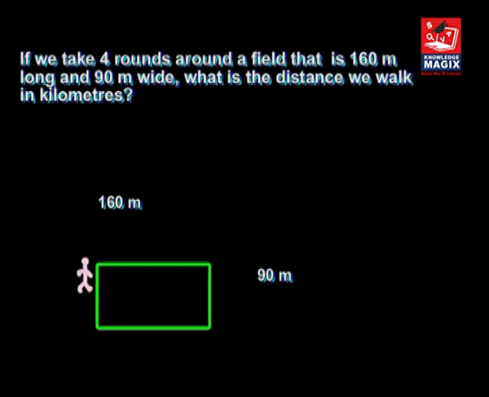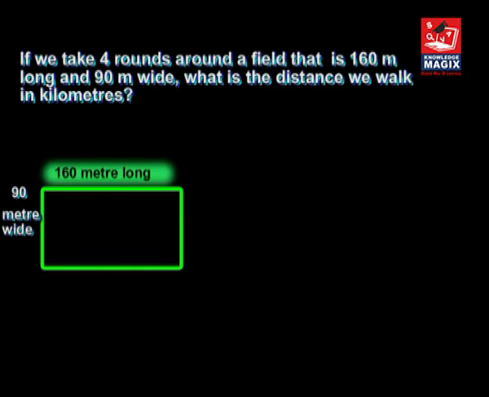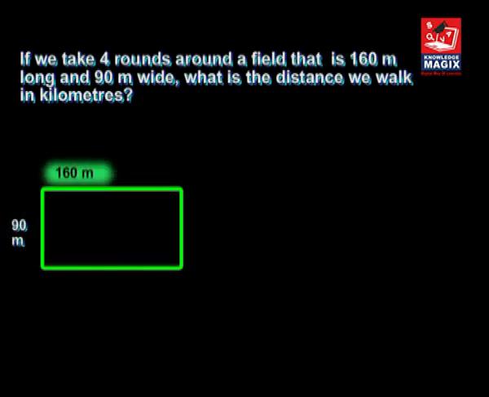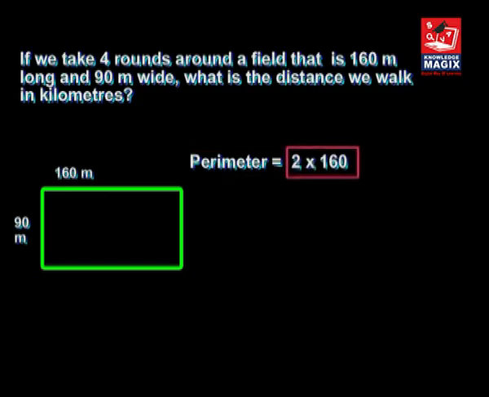If we take 4 rounds around a field that is 160 meter long and 90 meter wide, what is the distance we walk in kilometers? Now this is a field of 160 meter long and 90 meter wide. So length is 160 meter and width is 90 meter. First we'll find out the perimeter of this field. So the perimeter of the field is equal to 2 into 160 plus 2 into 90.